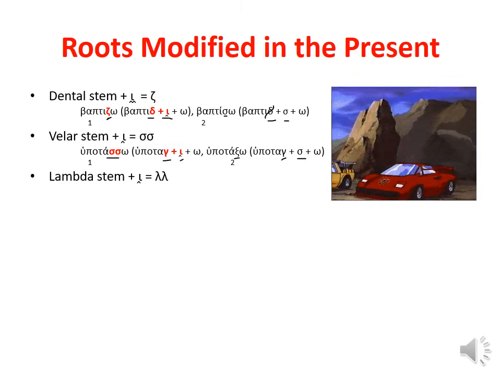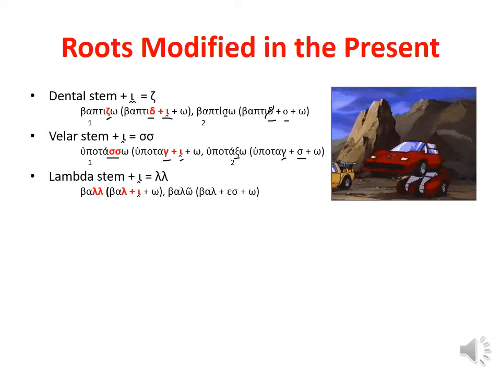Another strange combination: a lambda stem plus a consonantal iota gives you a double lambda, as we see with ballo as a result of this combination. Whereas in the future, now we have a stem ending in a liquid, so that's a liquid future. Hence it uses the epsilon sigma tense formative. And then once you get contraction, you get ballo with the circumflex, but only one lambda.